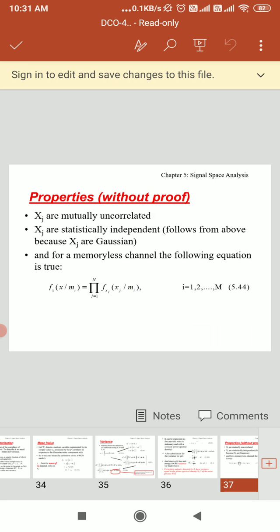Now we can see the properties without any proof. So here we can say the xj are mutually uncorrelated, and the xj are statistically independent.